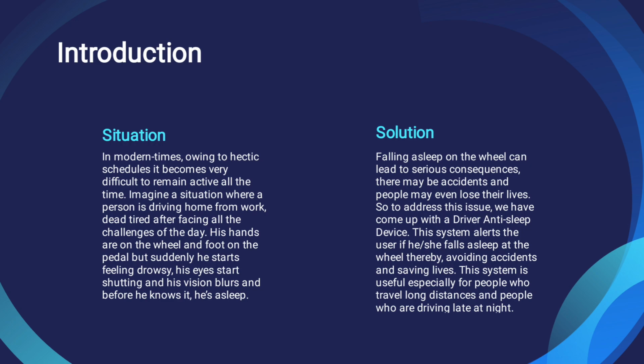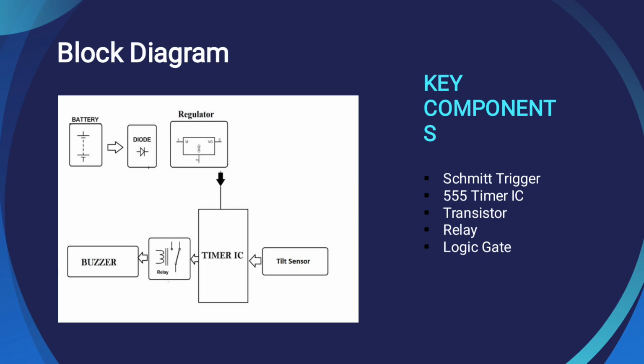So, in order to avoid that, we've come up with a solution called the driver's anti-sleep device. This device will alert the driver whenever he feels drowsy and keep him awake, so avoiding accidents and also saving lives. Now let's look at the key components and the block diagram.